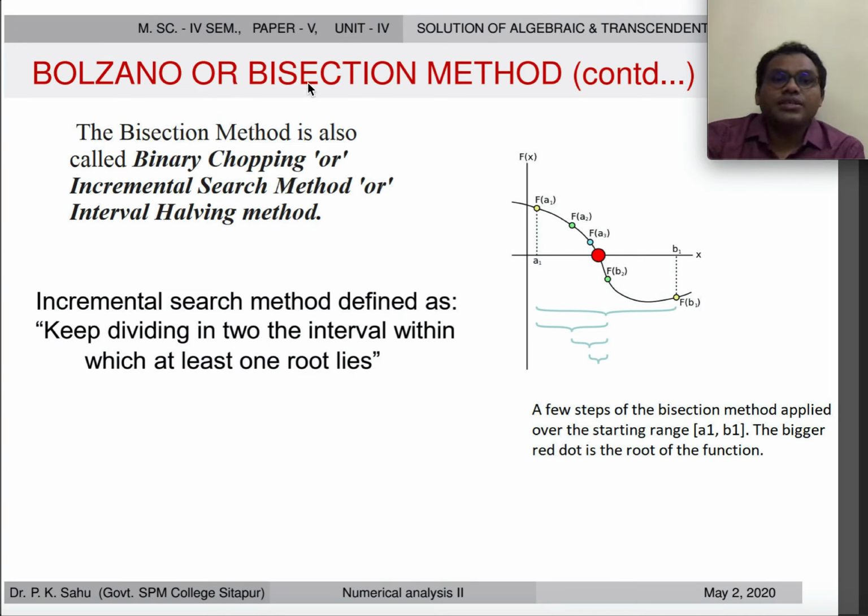Now the bisection method is also known as the Bolzano method. Bolzano was a scientist and mathematician, and Bolzano is also a city in Italy. The bisection method is also known as the binary chopping method, the incremental search method, or the interval halving method, because what we are doing is halving. Bisecting means dividing the interval into half, so it is also known as the interval halving method. What does the incremental search method define? Keep dividing the interval within which at least one root lies.